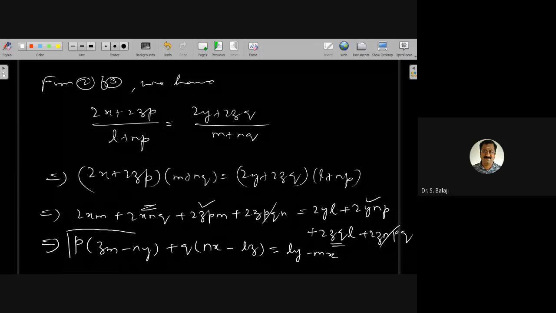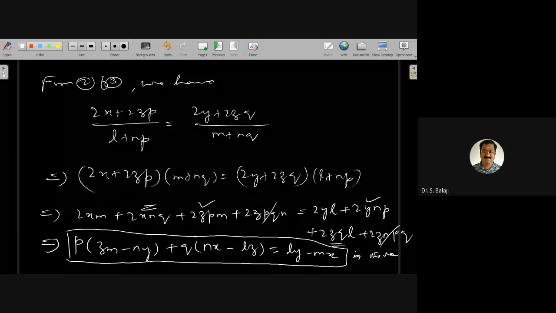p into (mz minus ny) plus q into (nx minus lz) equals ly minus mx is the required partial differential equation. This is the idea you can get.